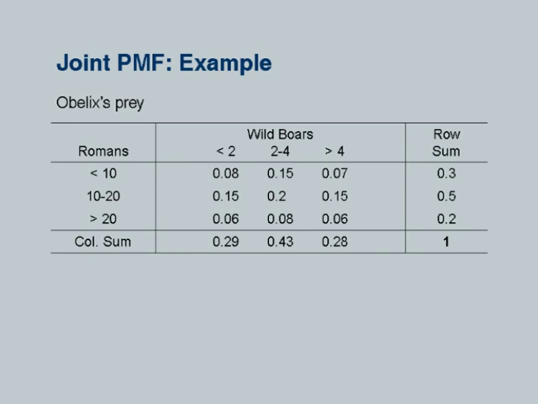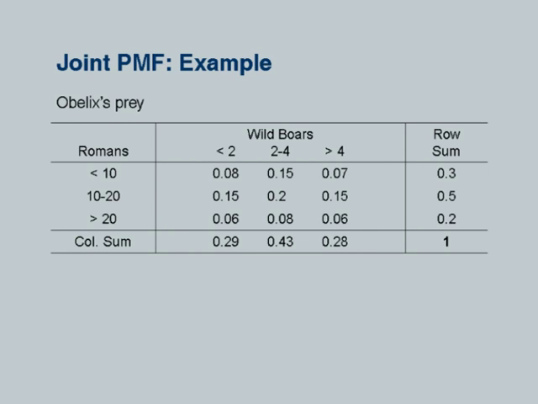So these individual numbers, let's say take this one, this is a joint mass function of hunting wild boar less than 2 and hunting Romans less than 10. Similarly, 0.15 is hunting wild boars from 2 to 4 and Romans less than 10. See, this has the whole sample set for wild boars, this has the whole sample set for Romans, right? So you can have this matrix, it's a two-dimensional matrix. If you have three random variables, you can have a three-dimensional matrix.